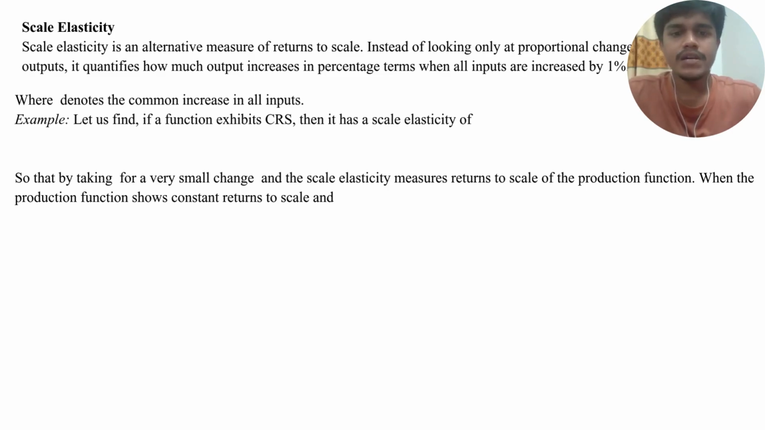Then we have scale elasticity. Scale elasticity helps us understand what it means in production theory. Scale elasticity is a way to measure how responsive output is when all inputs are increased by some proportion. Instead of just saying output doubles when inputs double, the scale elasticity tells us in percentage terms how much output changes when all inputs increase by 1%.